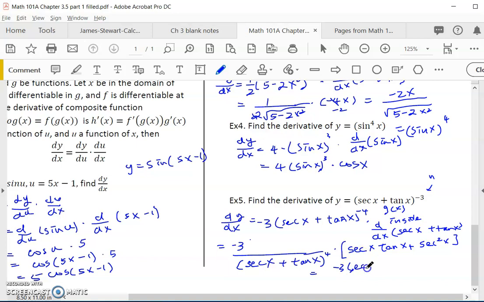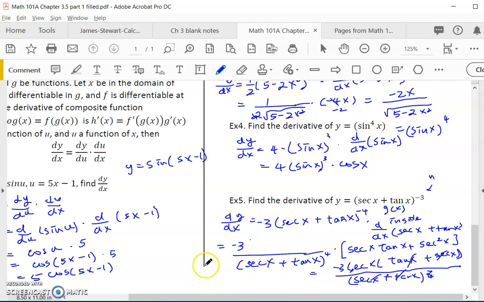Both of them have secant, so you can factor the secant x out. It will be tangent x plus secant x over secant x plus tangent x to the power fourth. Now you see that these two are identical, right? So I can cancel one out, so this would be a 3. So the answer would be negative 3 secant x over secant x plus tangent x, no, this whole factor, to the power 3.